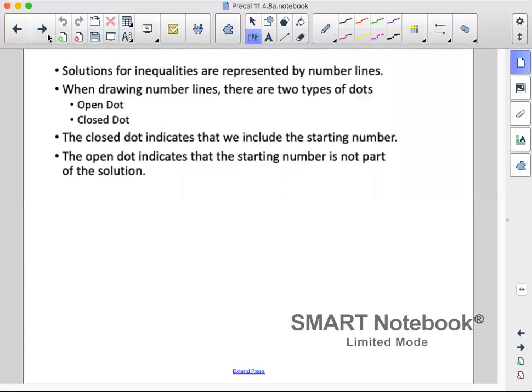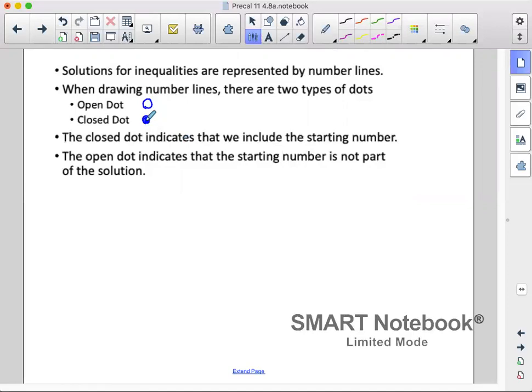Solutions for inequalities are represented by number lines. When drawing number lines, there are two types of dots. Here's what's known as an open dot, which is just a circle like that. And there's what's known as a closed dot, which is filled in.